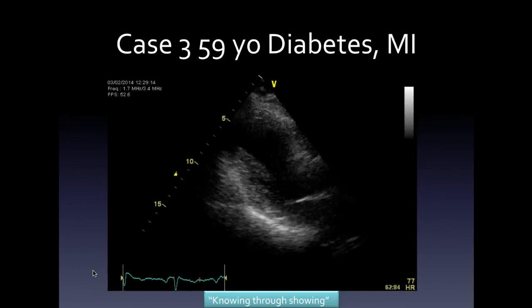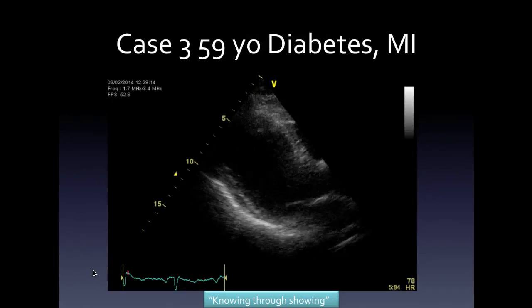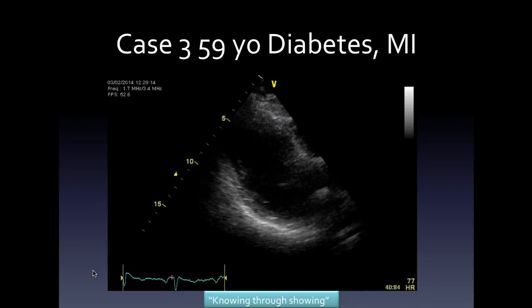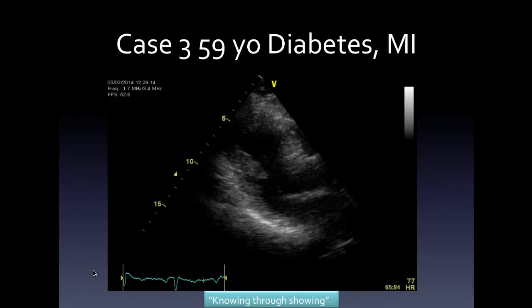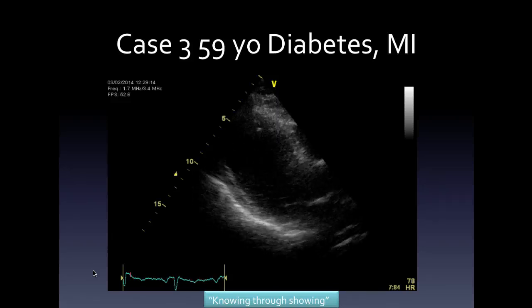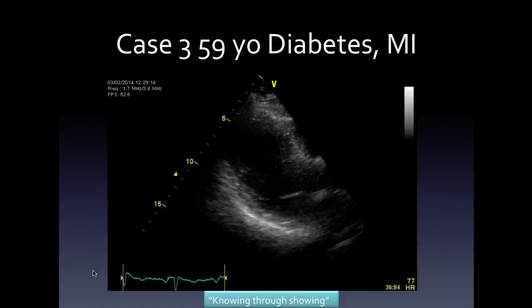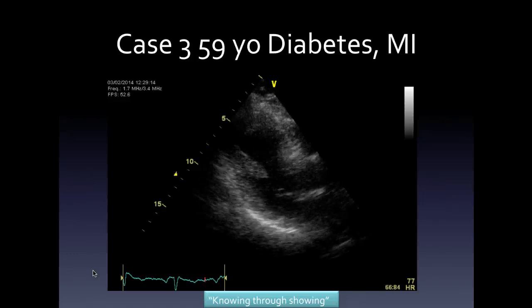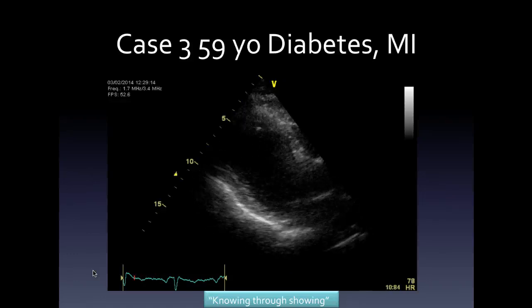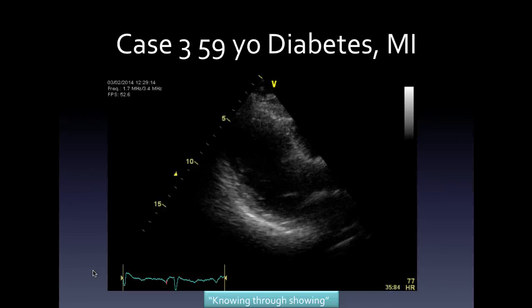And this is a 56-year-old gentleman with a history of diabetes who presented with an acute late presentation myocardial infarction. He managed to dodge the inotropes, and he didn't get as far as the intensive care unit, but he came in and he was sick.